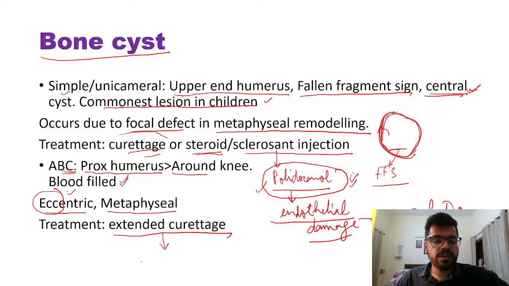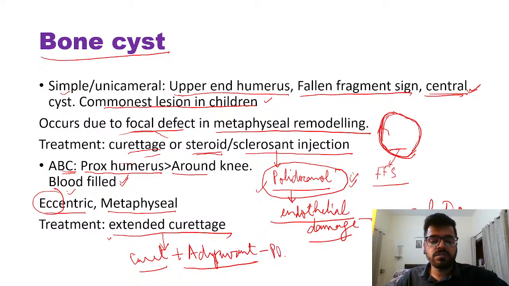Don't just sweep, now we have to mop. So extended curettage, that is, we curette the walls, we scrape off the walls, and then we put some adjuvant to prevent recurrence, like phenol, liquid nitrogen, argon beam laser. These are few adjuvants which we use in extended curettage. Phenol, liquid nitrogen, and argon beam laser.